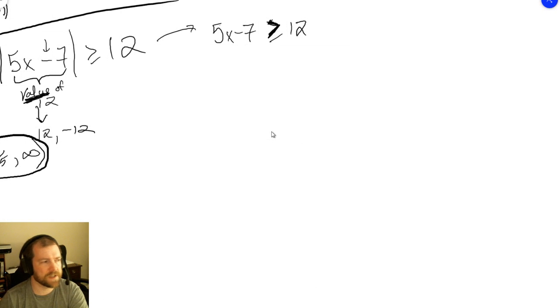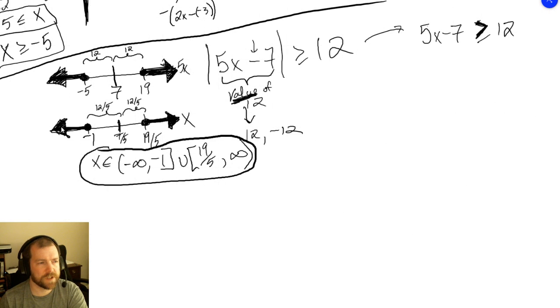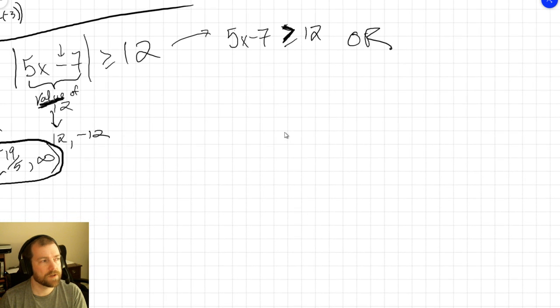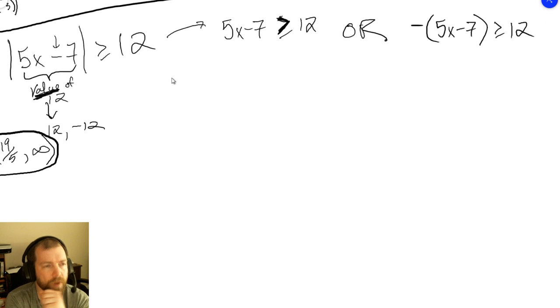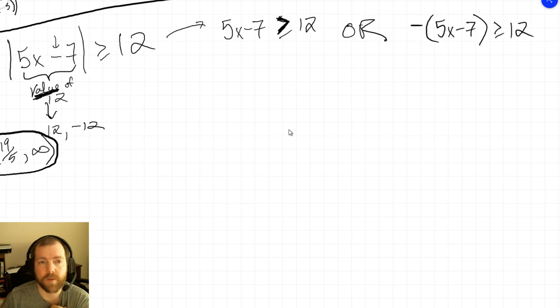And again, we already discussed this in terms of the stuff we saw here. These are necessarily going to be separate from each other. So this is going to have to be an or statement. Okay, so 5x minus 7 is greater than or equal to 12, or negative parentheses 5x minus 7 is going to be greater than or equal to 12. And where that comes from, again, is our b minus a.